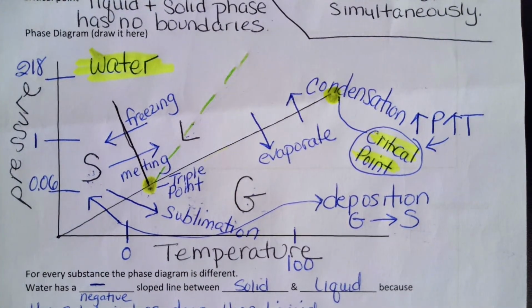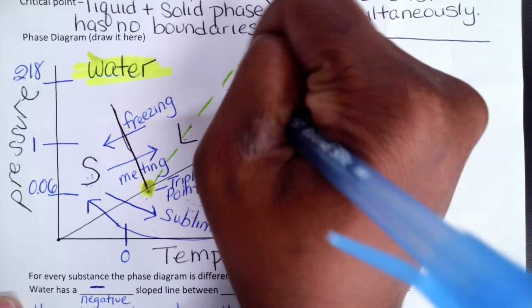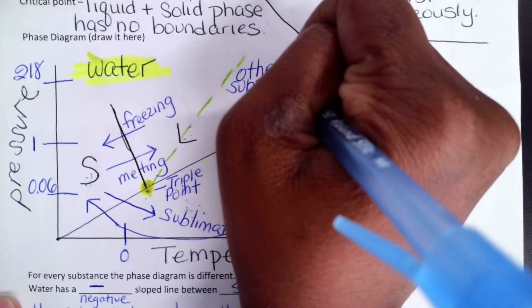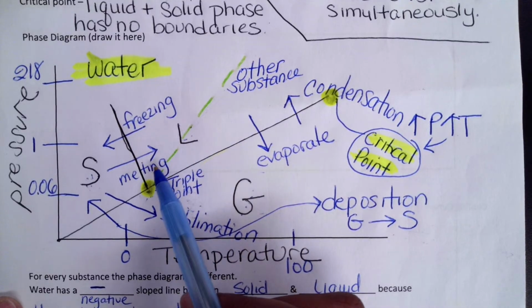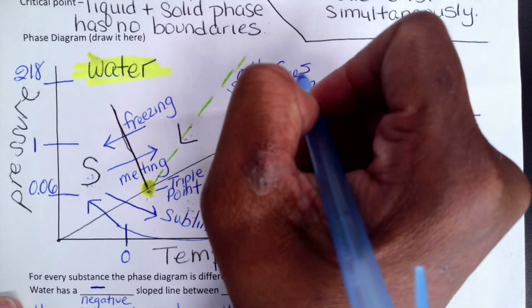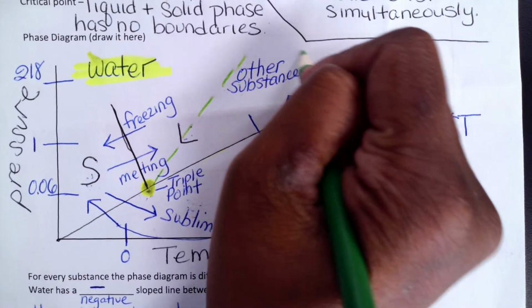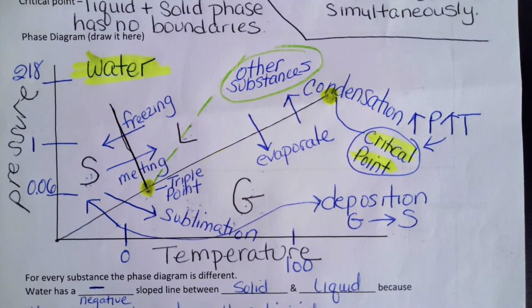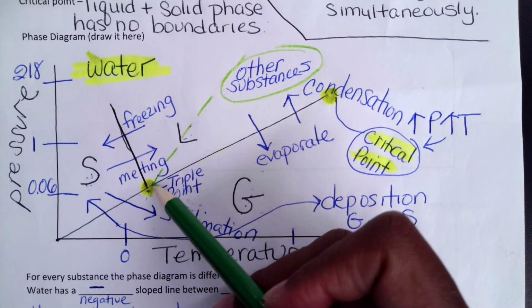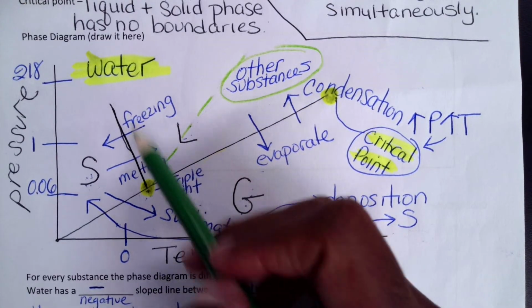other substances. The solid liquid line would be here for other substances. So most substances would look like this, like a skinny Y. Water looks more like this.